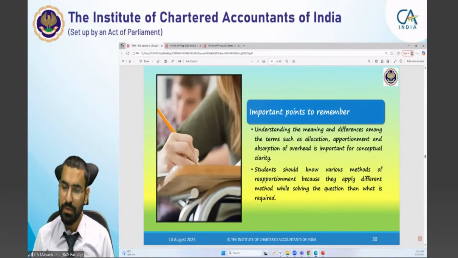These are the important points. You may take screenshot.